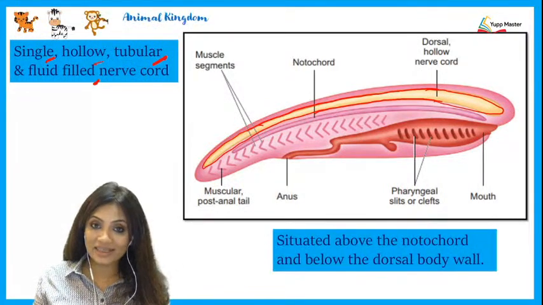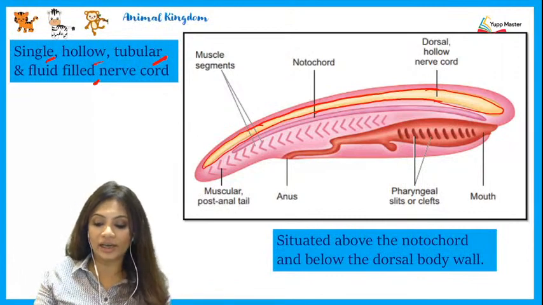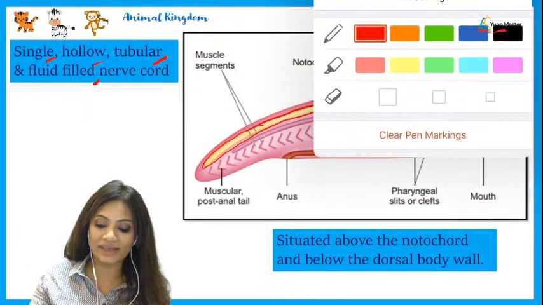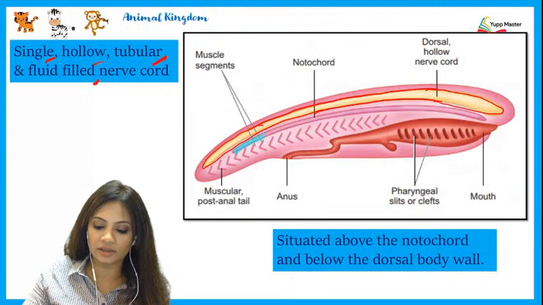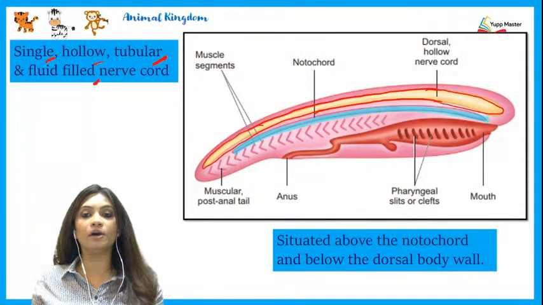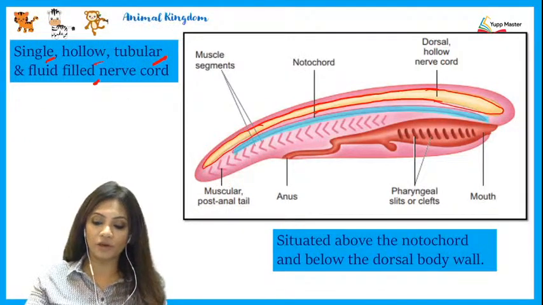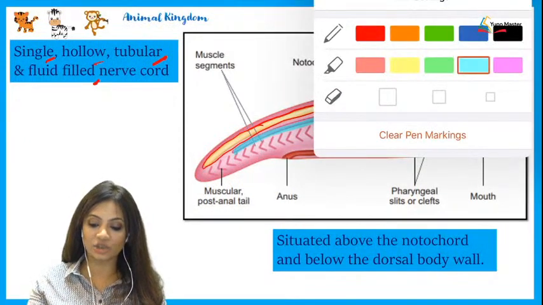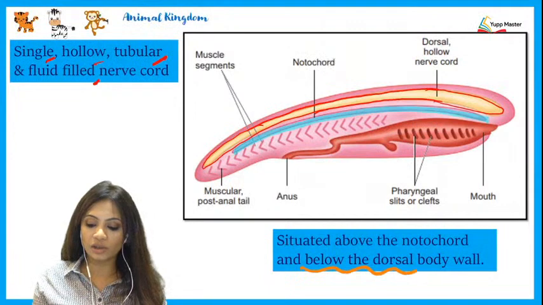Alright, where is it located? It is situated right above the notochord. So children, where exactly is the notochord over here? Here is that notochord, and we see that the nerve cord is situated right above it. It is situated above the notochord and also below the dorsal body wall.